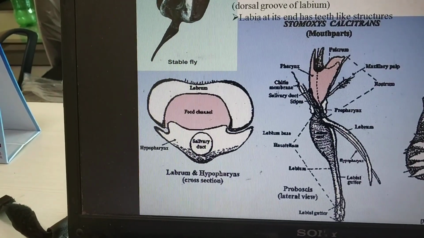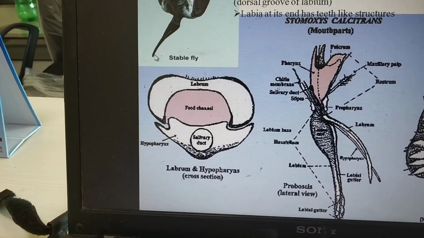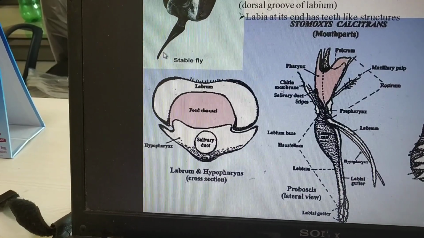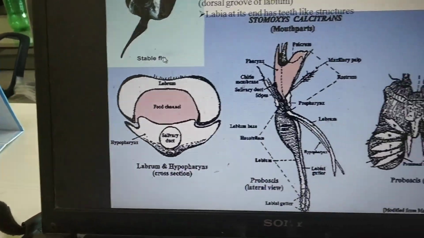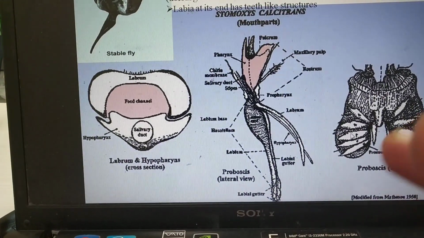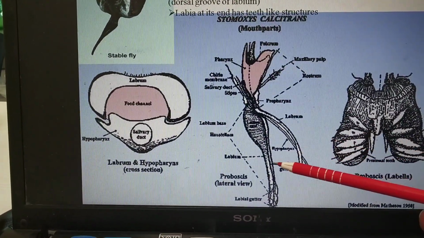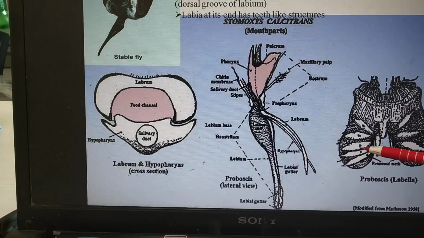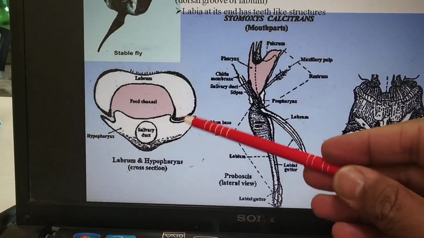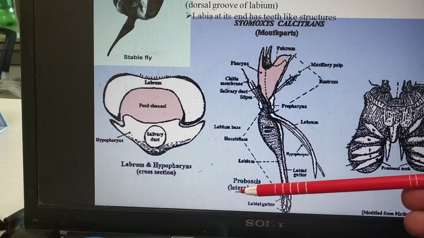And the labium here, you can see, doesn't have the pseudotrachea. They are rather hard structures, not spongy, and have a serrated margin, as you can see here. This is for piercing. There is no mandible, no maxilla, but you have the labrum and the hypopharynx, which form the piercing structure.